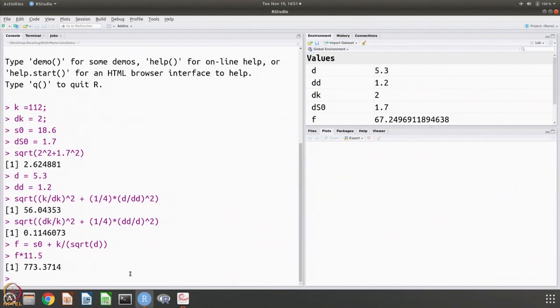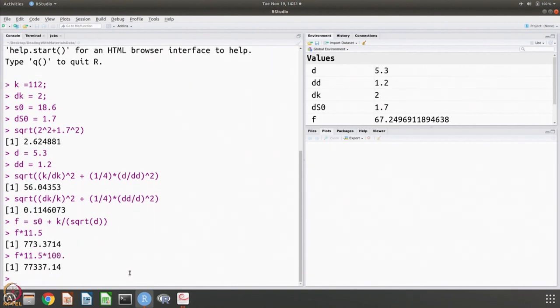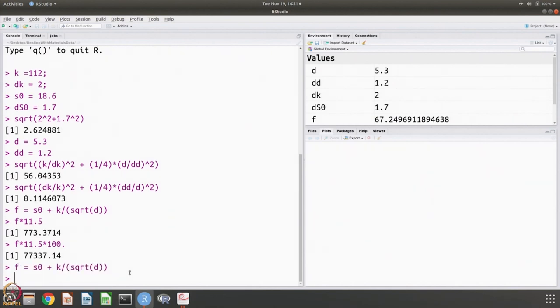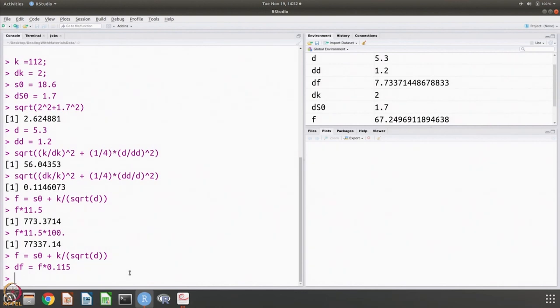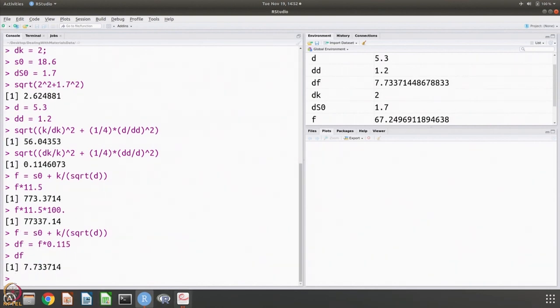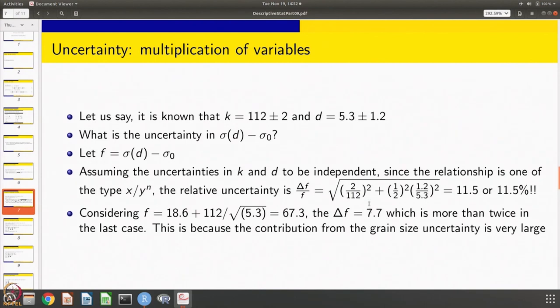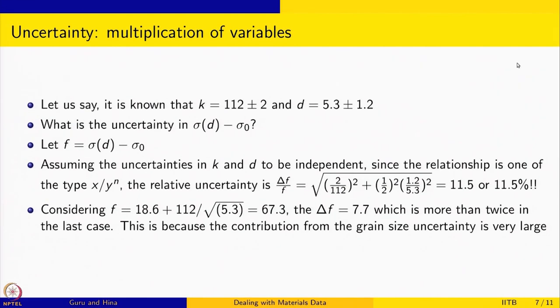So that is f. So if you multiply f by 11.5%, you get, sorry, it is 7.7. So that is what is shown here. So you get the error to be about 7.7.